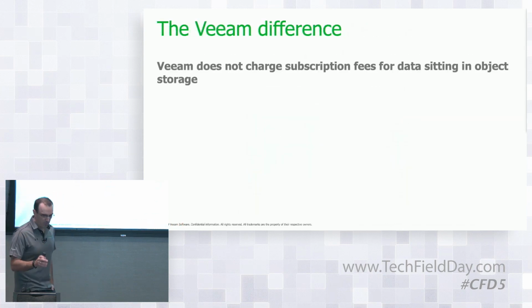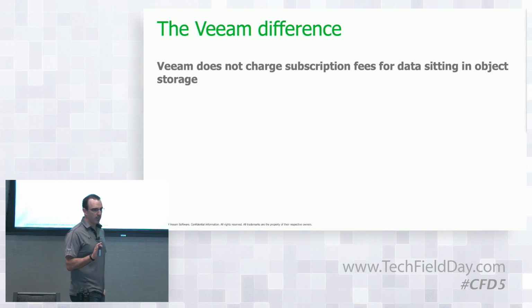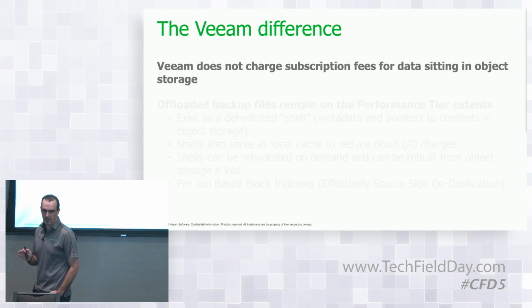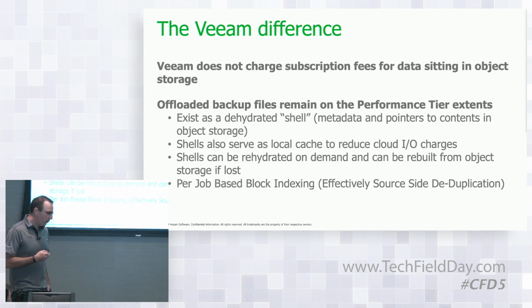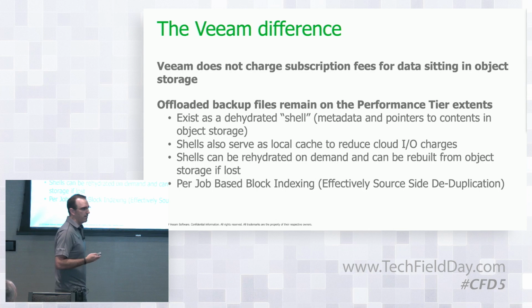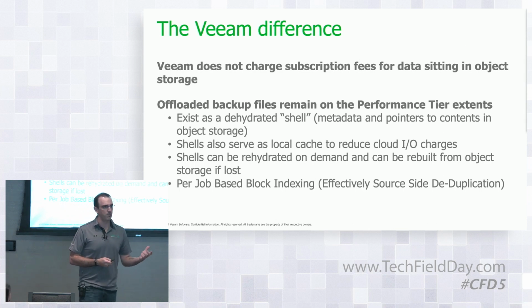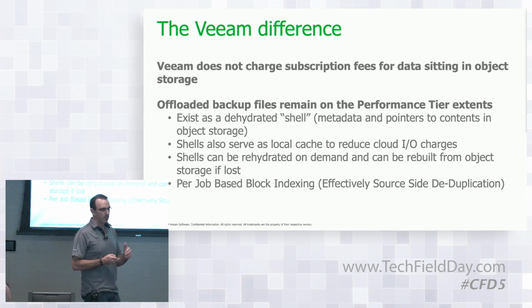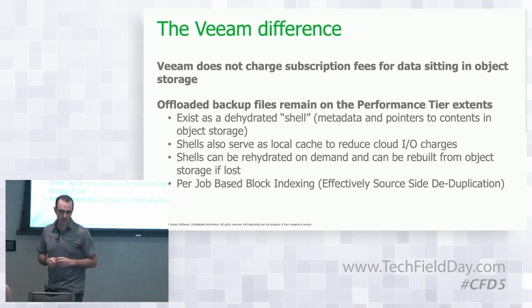The Veeam difference, I've talked about this. I'd like to just reiterate it. We don't charge that subscription fee. It's very important. Okay, again, simplicity for our customers. How we do it is we basically have this offloaded backup file. So we dehydrate the data from that local repository to the cloud repository, or the object storage repository. What we leave is what we call a dehydrated shell, and that shell contains metadata. There's a graphic on the next slide which will show that process at a top level.